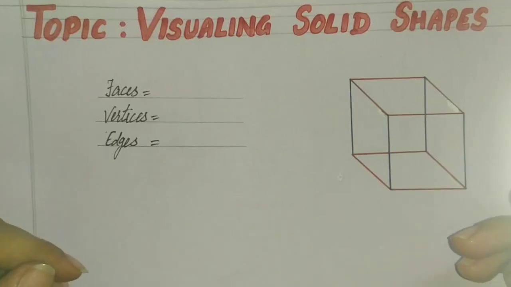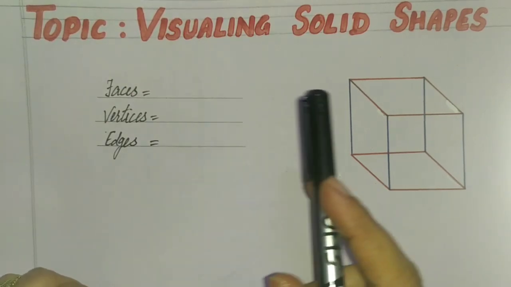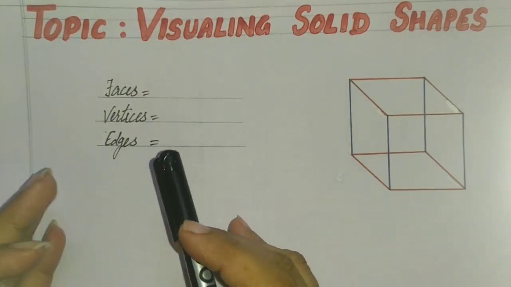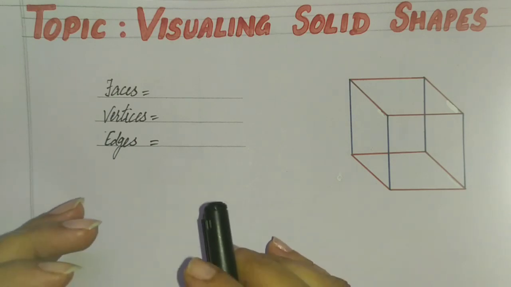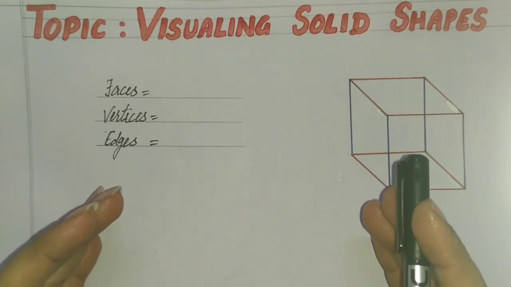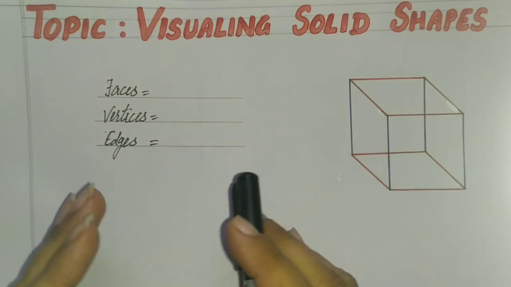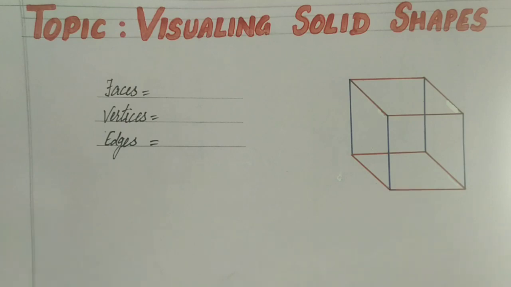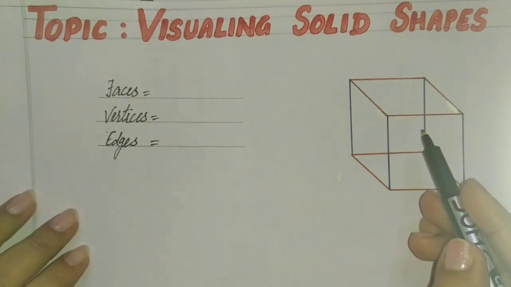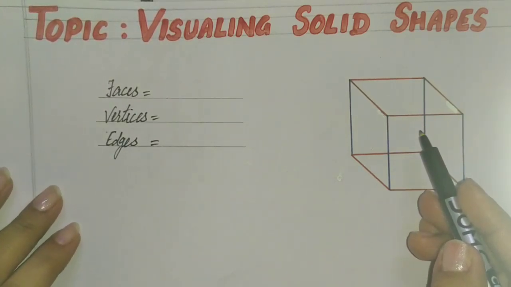Today our topic of discussion is visualizing solid shapes. In the previous session, we have already discussed the faces, vertices and edges of solids. Now in this session we will discuss something different. Have a look. As you can see here, I have drawn a cube. Now let's talk about its faces, vertices and edges.